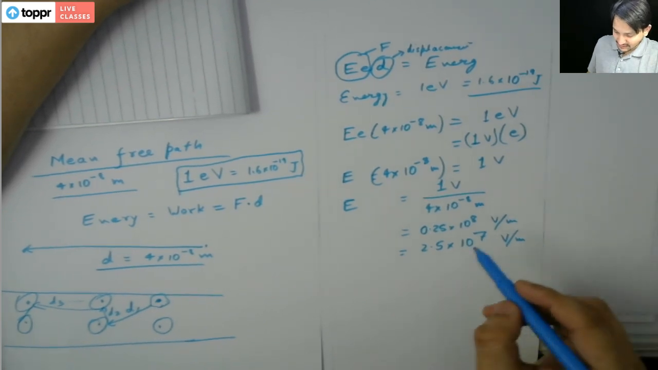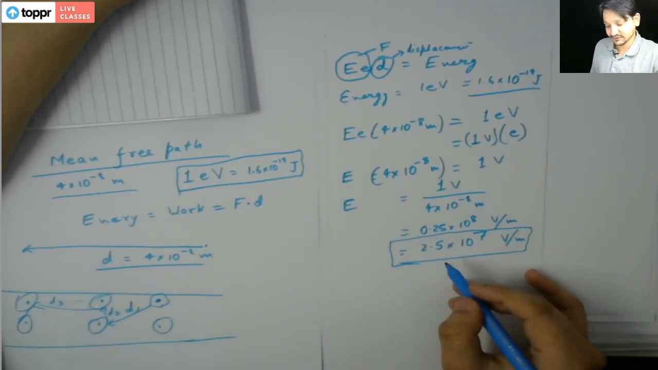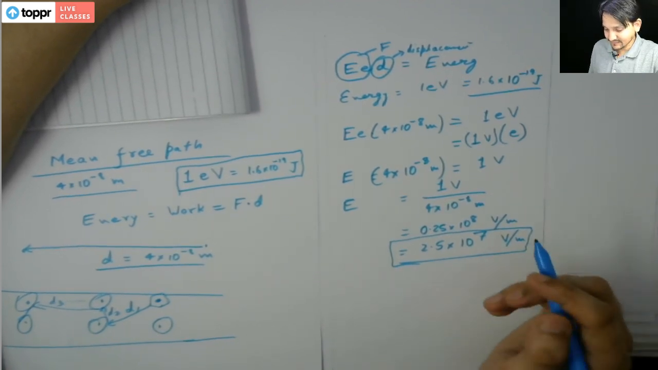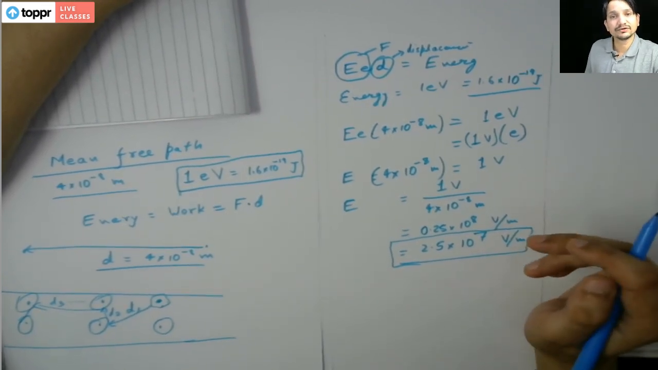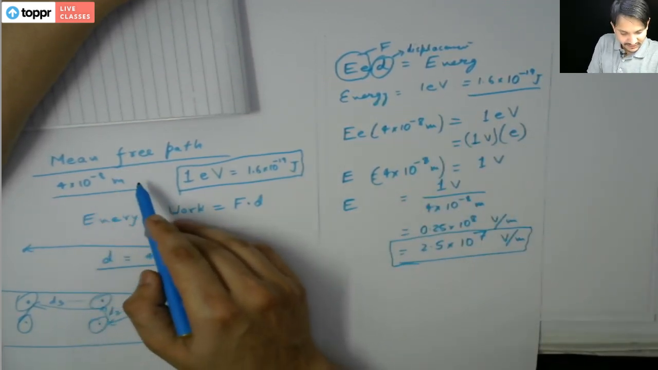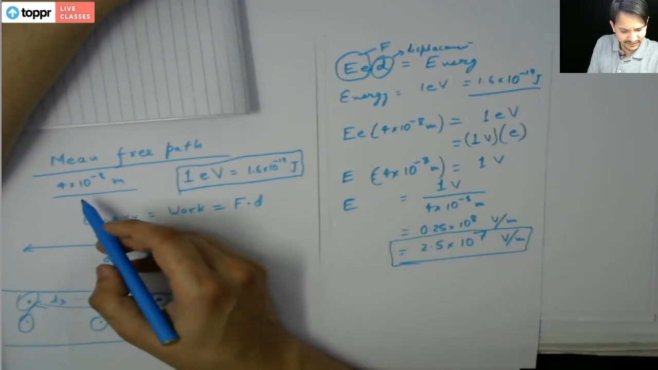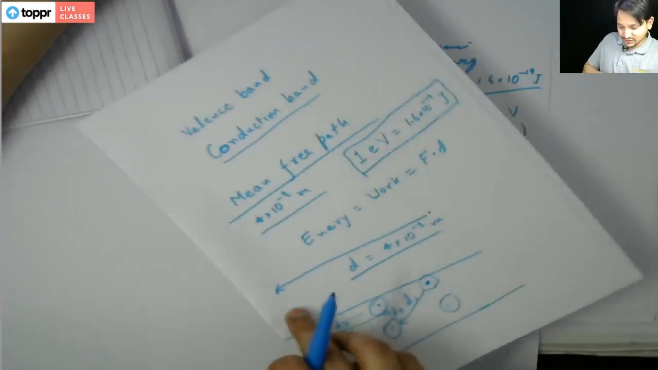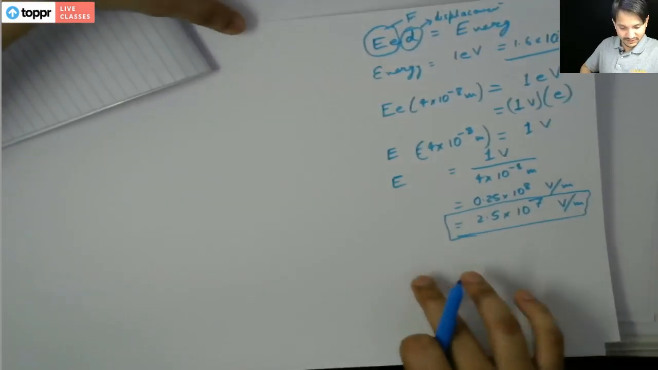So you see that this high amount of electric field, 2.5 into 10 to the power 7 volt per meter, has given 1 electron volt of energy to an electron in copper, because we have just said that this is inside copper, and mean free path inside copper is around 4 times 10 to the power minus 8. So this is just to give you one numerical from this chapter.